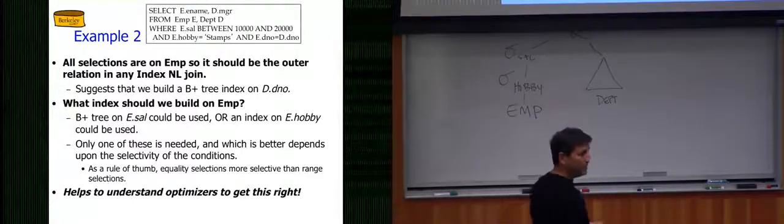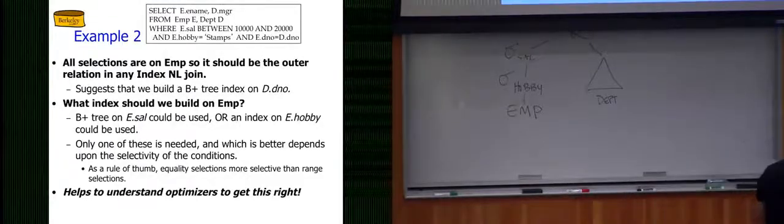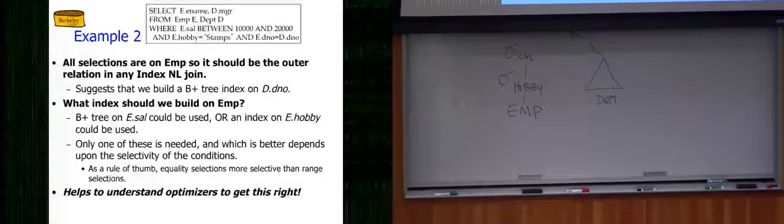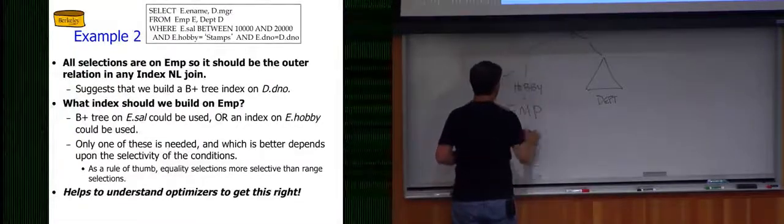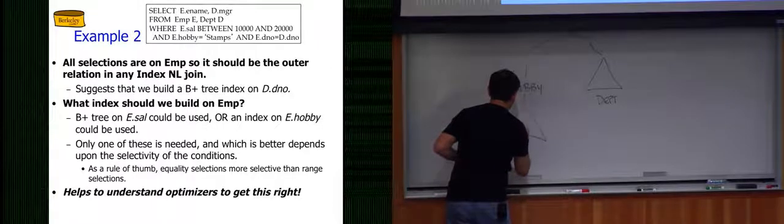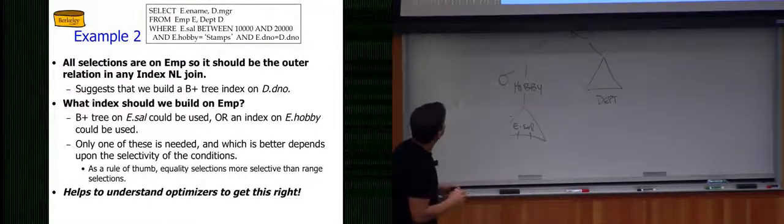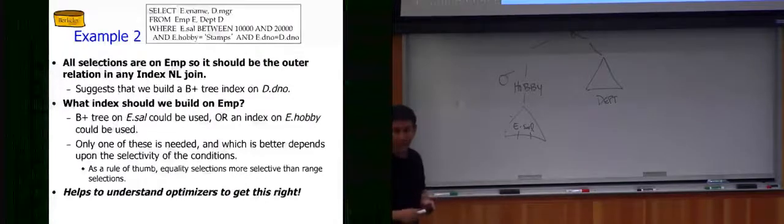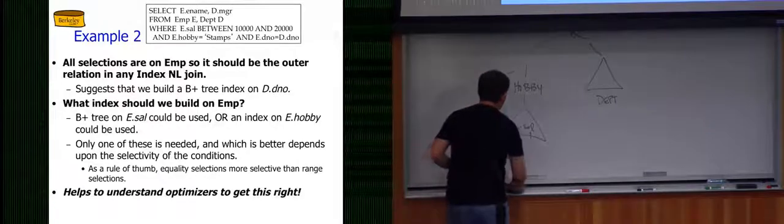Okay. What index should we build on emp? Well, look, we could build an index on salary also. So this thing down here could be an index on salary. And it would be a range index, right? It better be clustered if you do that. Or we could build an index instead on emp.hobby, which would be a single value.